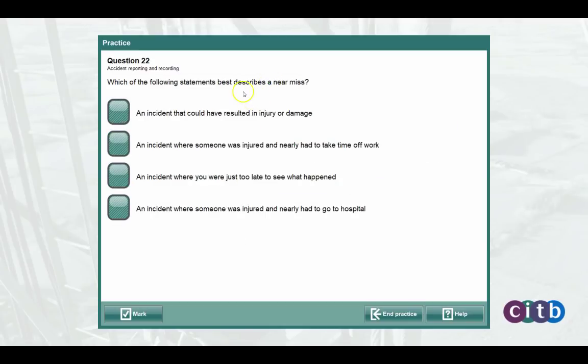Which of the following statements best describes a near miss? An incident that could have resulted in injury or damage. An incident where someone was injured and nearly had to take time off work. An incident where you were just too late to see what happened. An incident where someone was injured and nearly had to go to hospital.